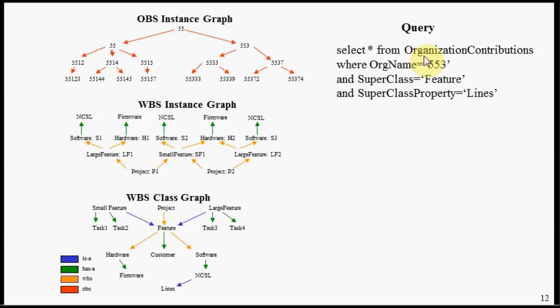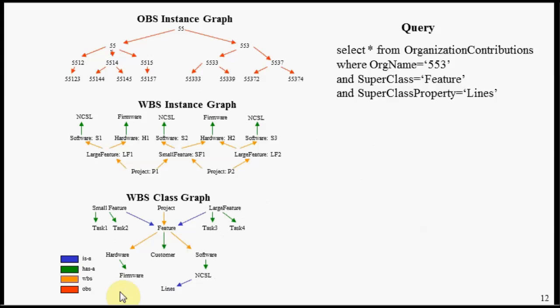And so what we see is select star from organization contributions, where the organization name is 553, where something called a superclass is this notion of a feature, and superclass property is lines. We want to know how many lines for each feature for the people working in organization 553. Now, the interesting thing about this query is the following. Let's say tomorrow that someone decides to change this class definition, decides to introduce something called a very large feature. What would we have to do to this query to incorporate the notion of a very large feature? The answer is nothing. This query does not need to change at all.